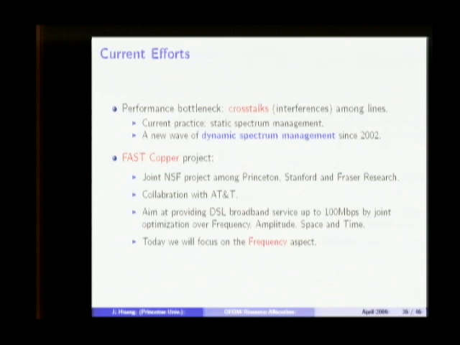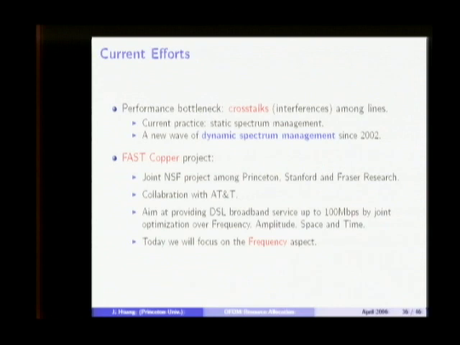The current practice is called static spectrum management, where there is a standard that limits the transmission power of all users to protect the other users and limit interference, which is static, highly suboptimal, and very conservative. Since 2002, there's a new wave called dynamic spectrum management, which tries to break the regime of static spectrum management by optimally and dynamically allocating the transmission power across different frequencies to improve the performance.